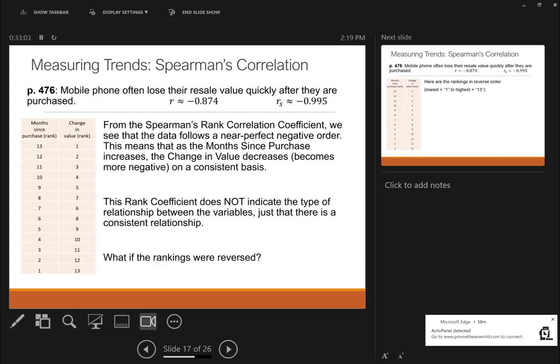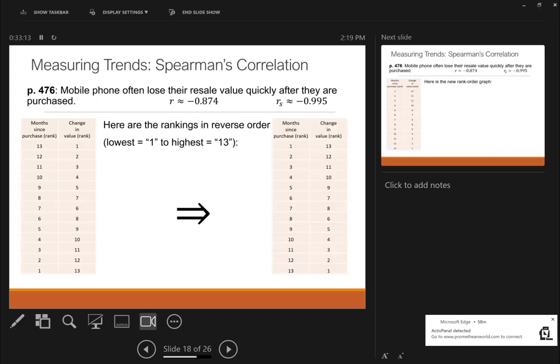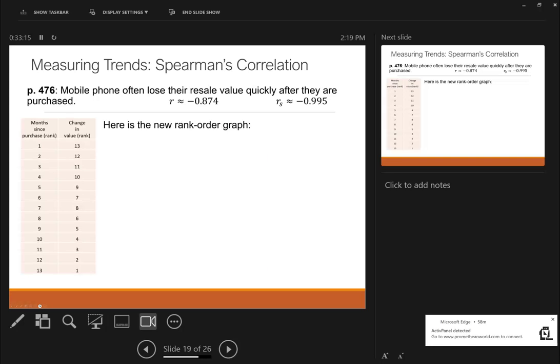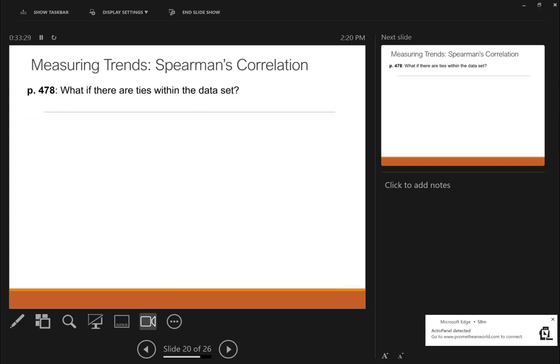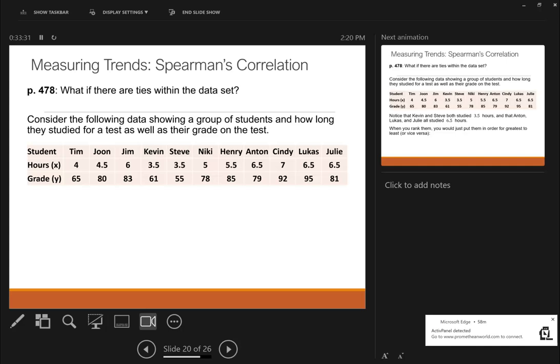Okay, so what if we reverse the rankings? What if accidentally, instead of going from highest to lowest, we went from lowest to highest? Oh no! We made a mistake! What's gonna happen? I do the same calculation. Oh, look at that. Did I get the same graph? With the same relationship? With the same RS value? Oh, thank goodness. I don't have to worry about screwing that up on the test. I just have to pick one and do it. All right.